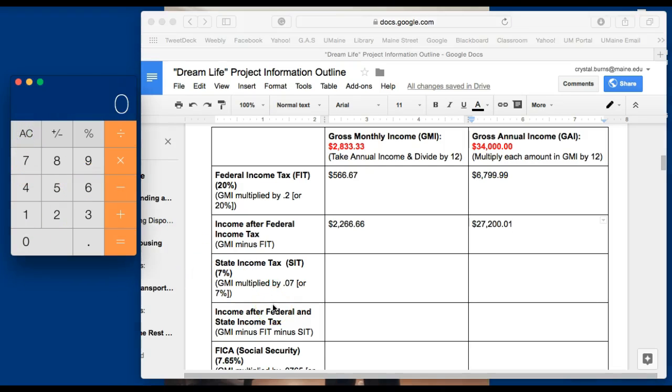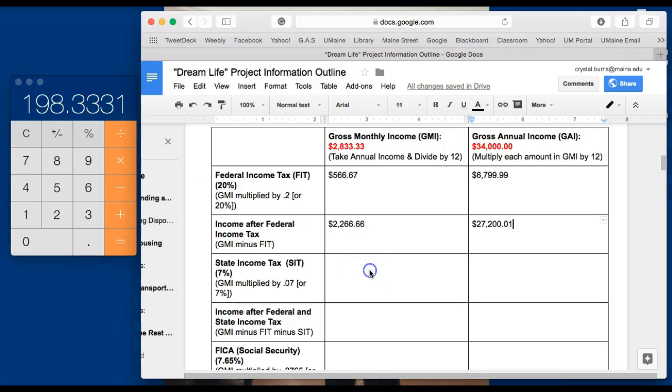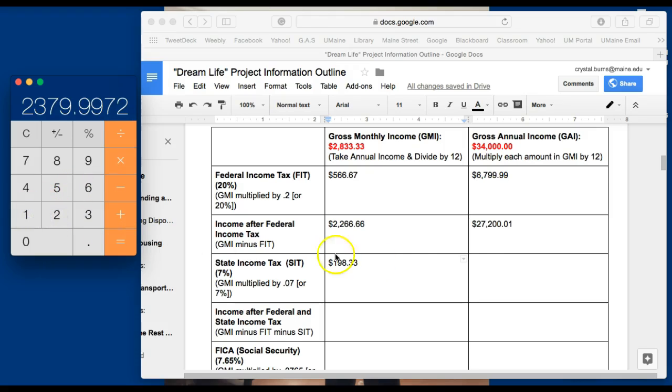So $2,833.33 times 0.07. Now, I'm going to pay roughly about $198.33. So I'm going to just fill that in the box right here. $198.33. Then I'm going to just multiply that by 12 to see what I'd pay yearly.